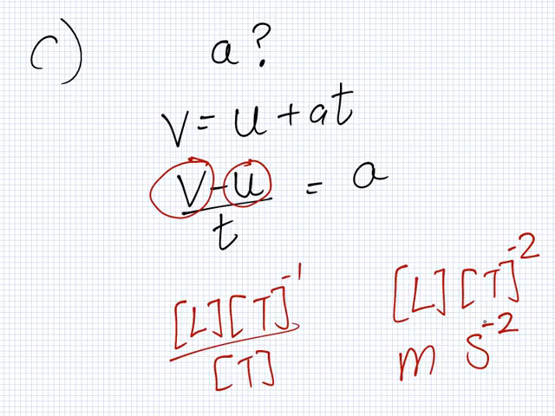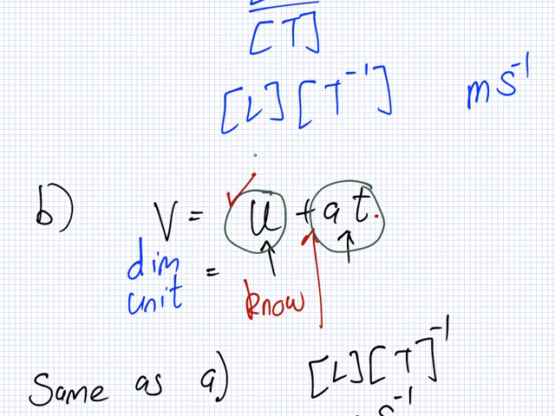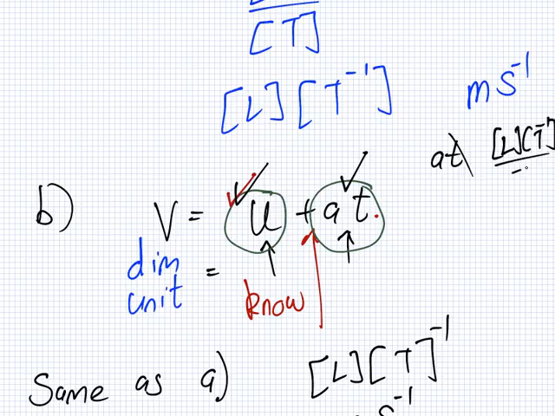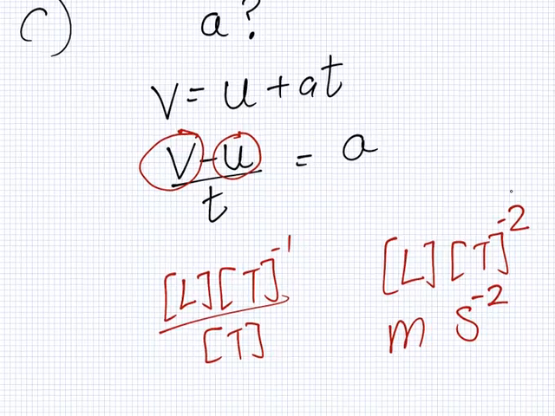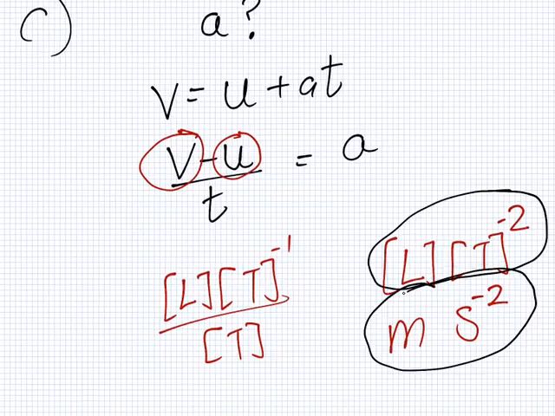Another way to do it is you could have said from the last question, well, if I know this is the same, I could say AT is the same as meters per second, length per time. And you could divide by the T, which is another time. So you get length per time squared. It's the same thing. I prefer to do it this way though. Okay, so this is the answer for C. Length per time squared, which is meters per second squared.